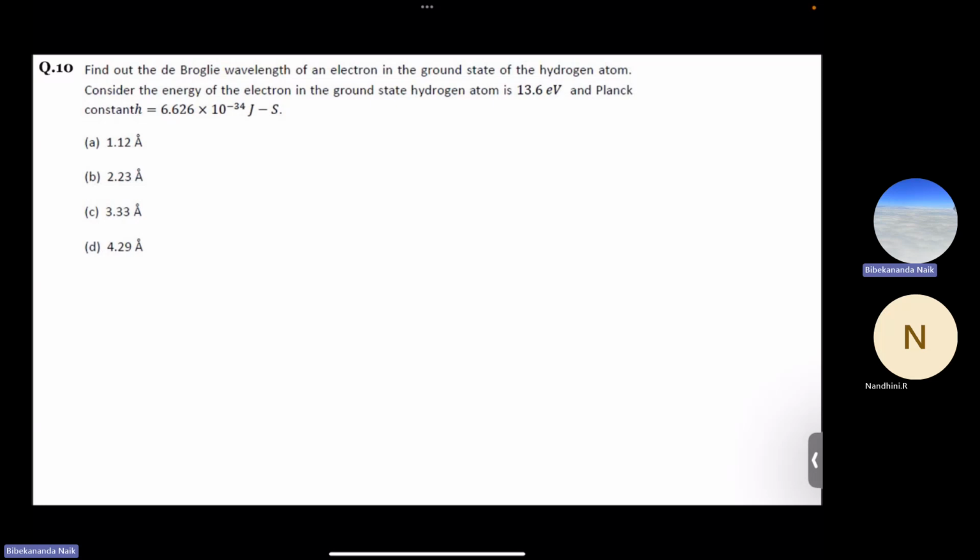So yes, can you tell me what is the correct option? Now if you see, the question says find out the de Broglie wavelength of an electron in the ground state of hydrogen atom, and we know the ground state energy of hydrogen atom is 13.6 electron volt, and the de Broglie wavelength corresponding to a particular particle is given by the expression lambda equals h by p.